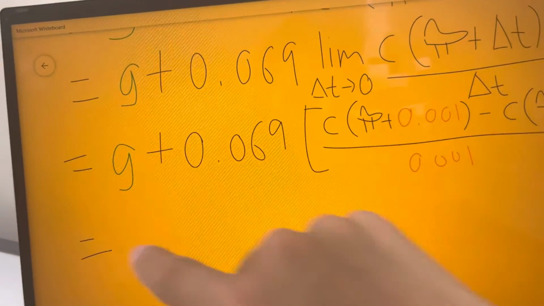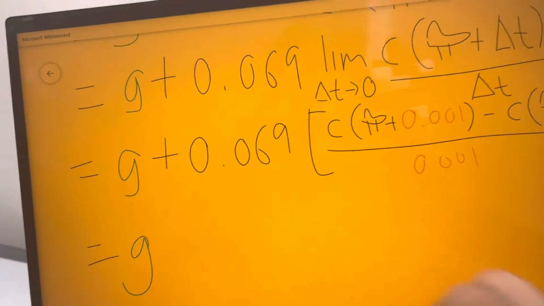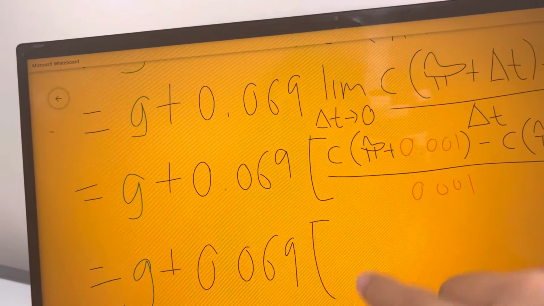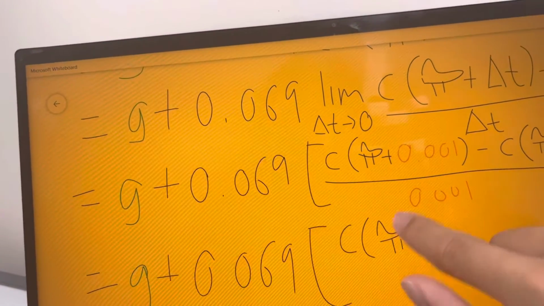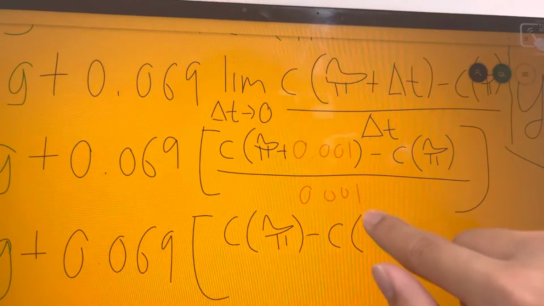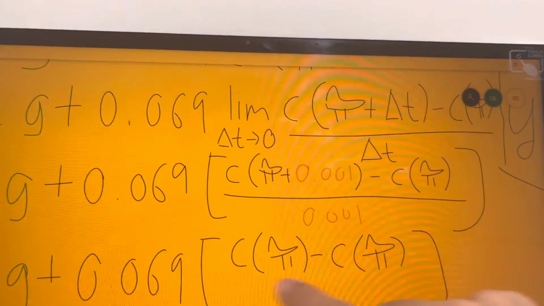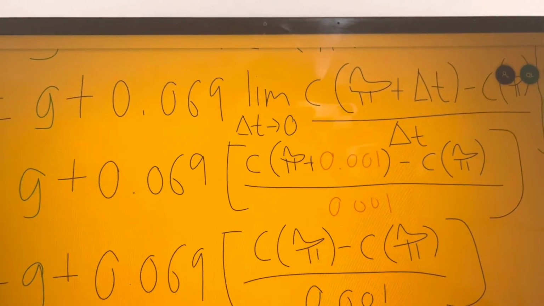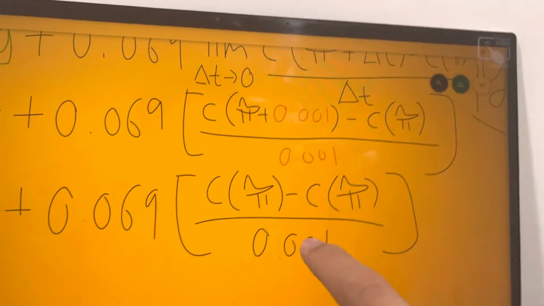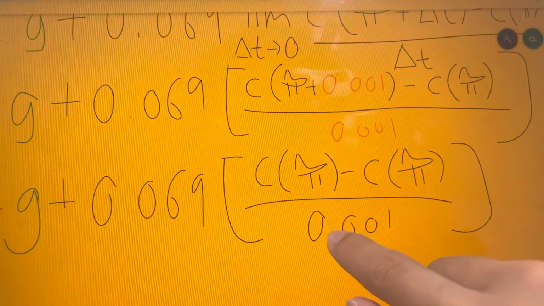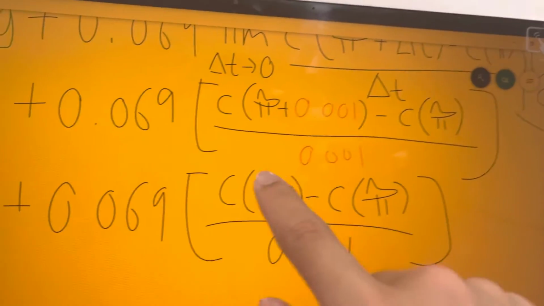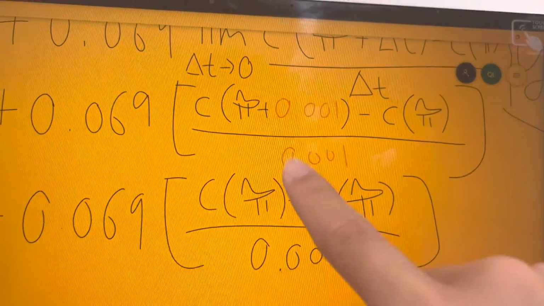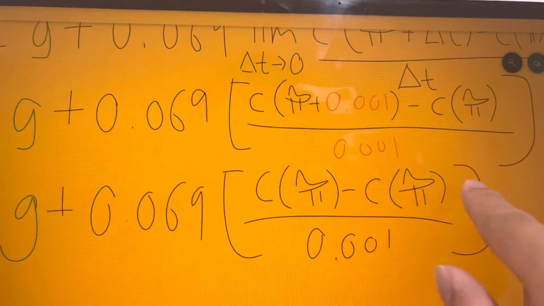So let me just write this down. So we got green plus 0.069. So this right here is just c of seats actually, believe it or not. Because you're just adding a number to seats, but what does that do? What does adding a number to seats do? Doesn't really do much, right? And this is just 0.001. And so basically what happens here is this right here is just 0. And we know that it's 0.